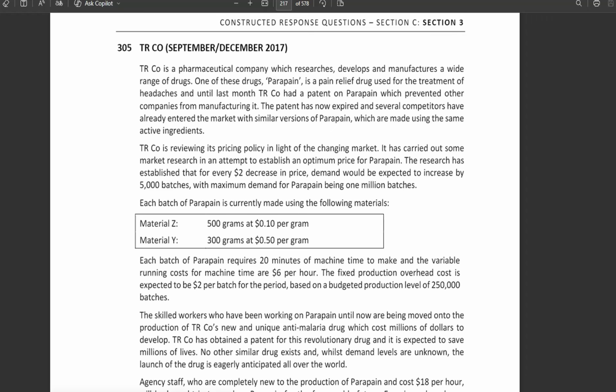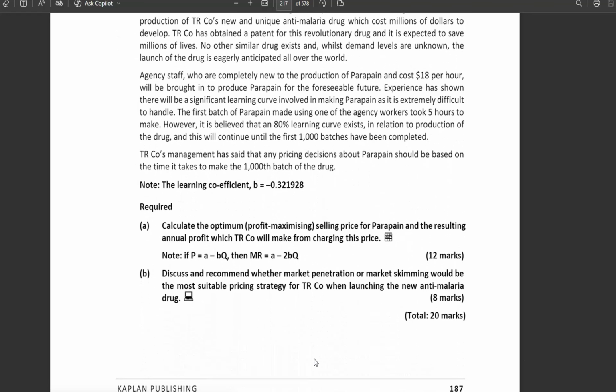I am again back with a new video from section C of Performance Management. So if you are preparing for PM for the upcoming attempt, this video is going to be useful. In today's video, we are going to solve the question named TR Company, which was asked in the September-December 2017 attempt. Okay, so let's read the requirement first.